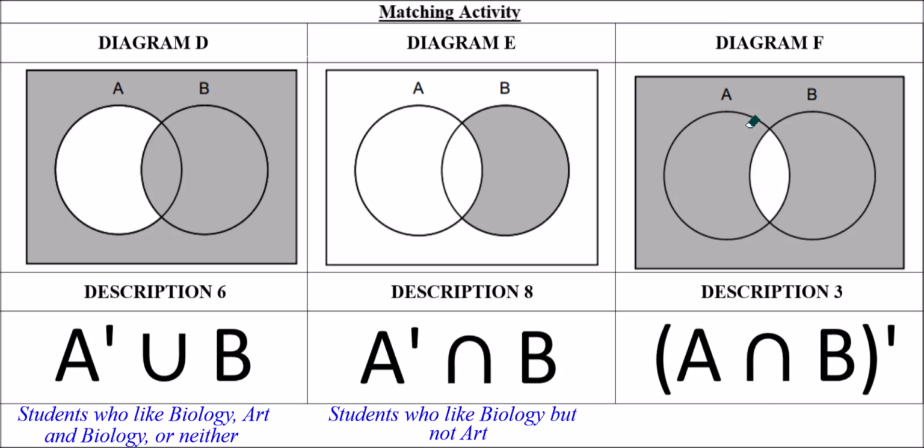As for a description that matches to this one, something like all students that don't like both art and biology. So anyone that doesn't like both subjects qualifies. If they like one but not the other, that's fine, but they can't be liking both, because liking both is this region here, which hasn't been included.